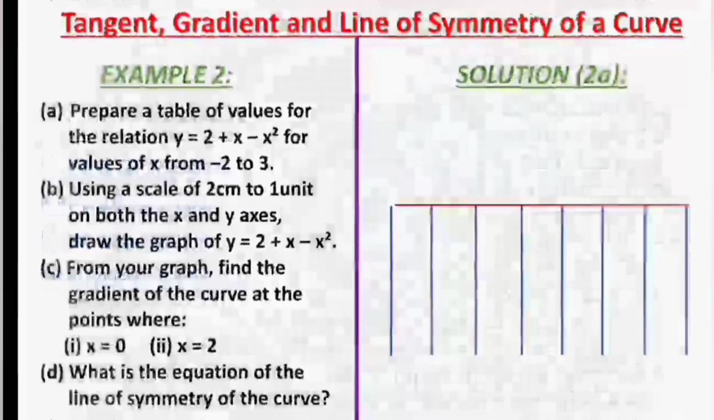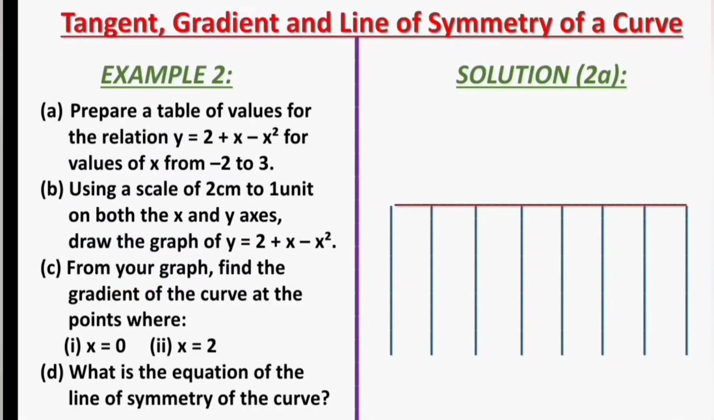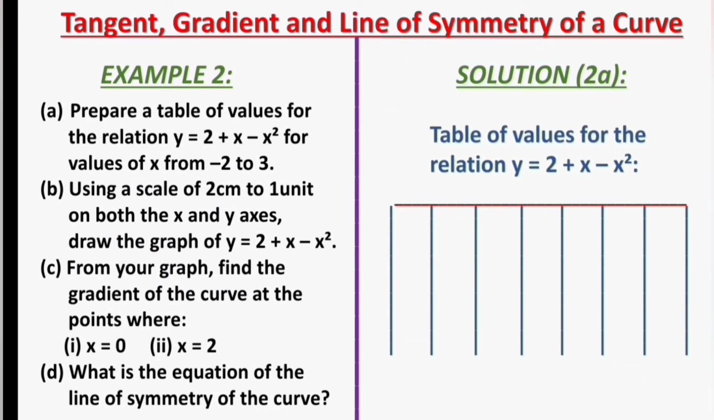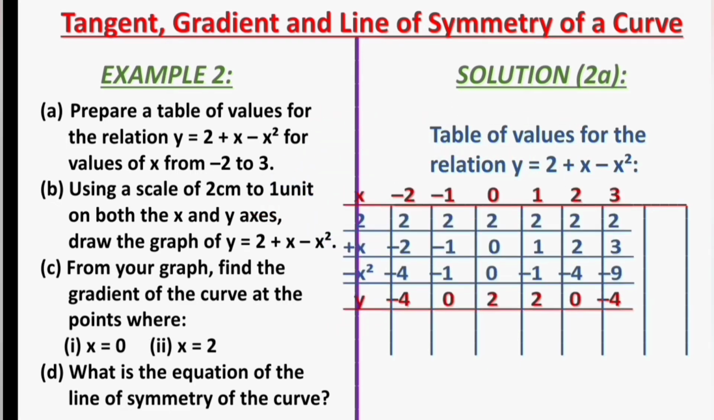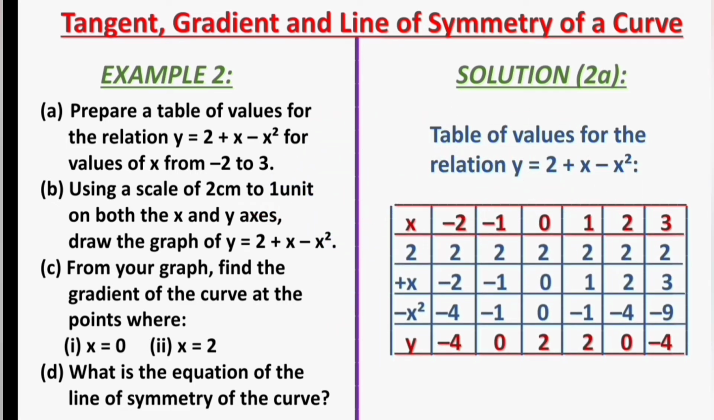Looking at the solution to question 2a. Let's see the table of values for the relation y is equal to 2 plus x minus x squared. Don't forget the values of x, they are from -2 to 3. That makes x to be -2, -1, 0, 1, 2, and 3.